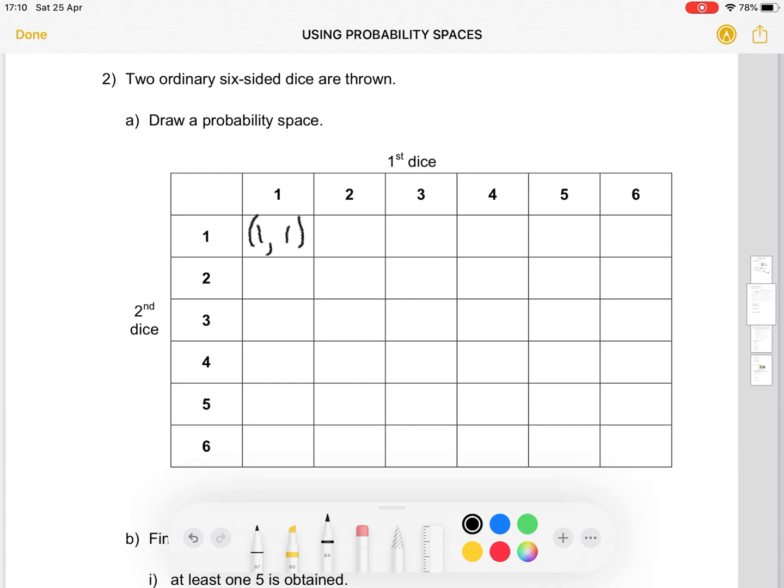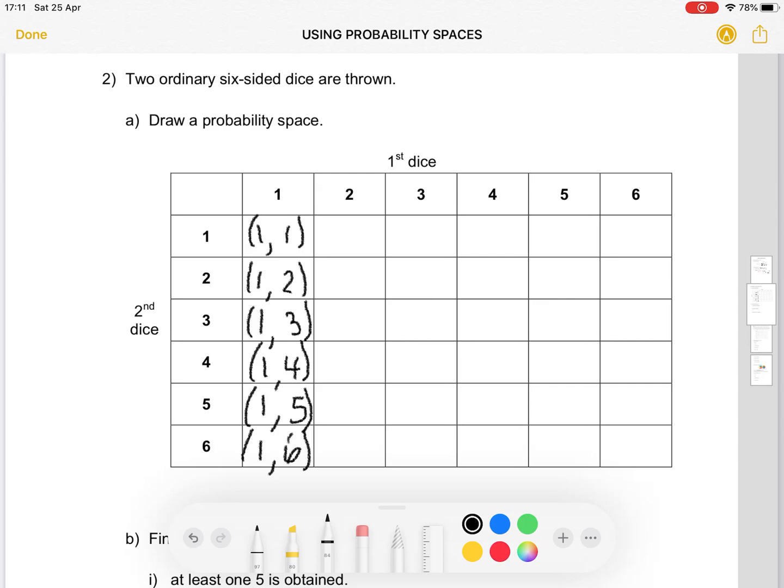In the box underneath, the first dice landed on a 1, whereas the second landed on a 2. Then the first landed on a 1, the second landed on a 3. Then the first landed on a 1, whereas the second landed on a 4. The first landed on a 1, whereas the second landed on a 5. The first landed on a 1, whereas the second landed on a 6. That's the first column, ready?